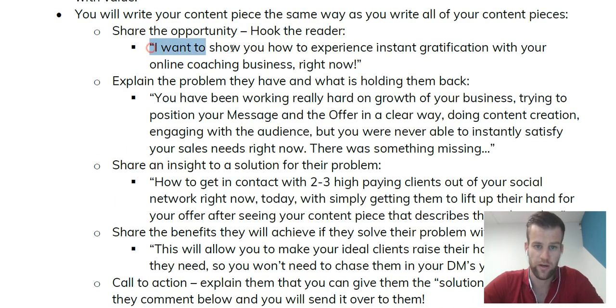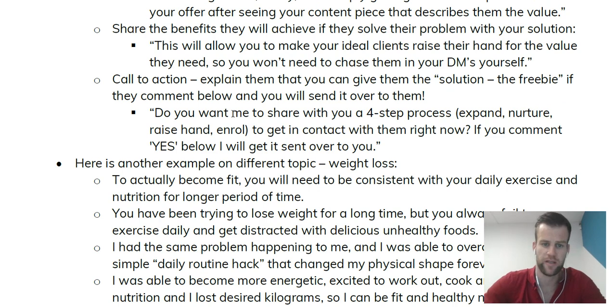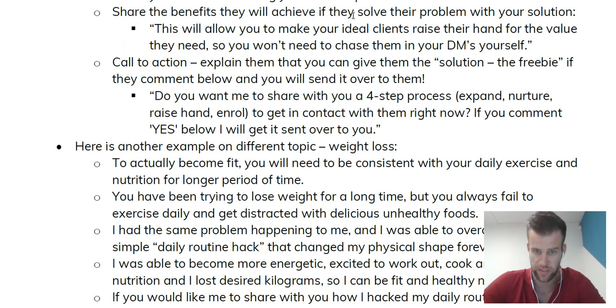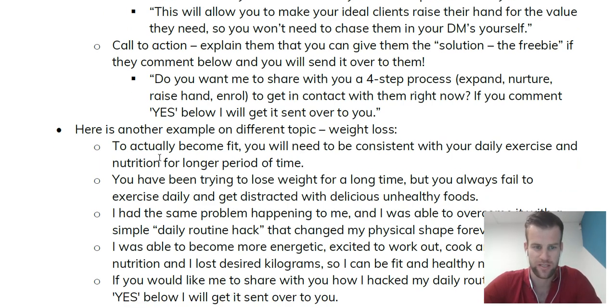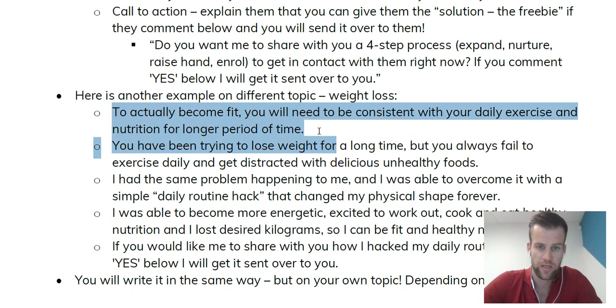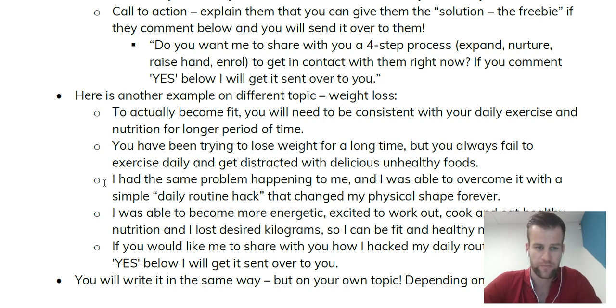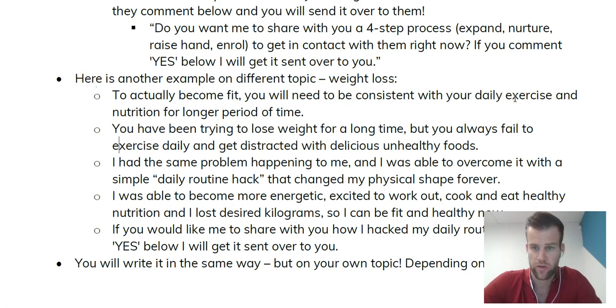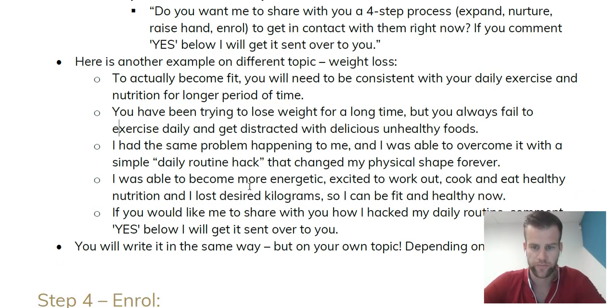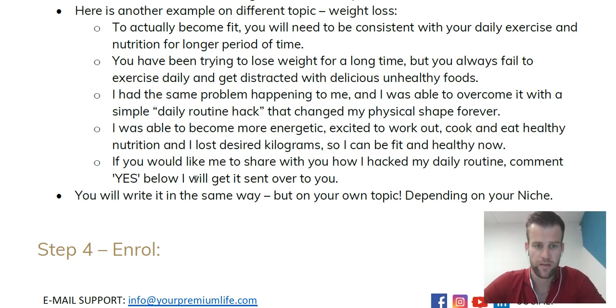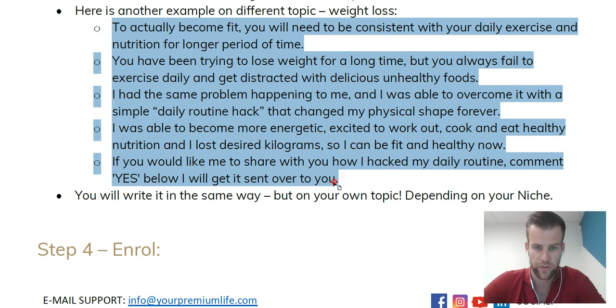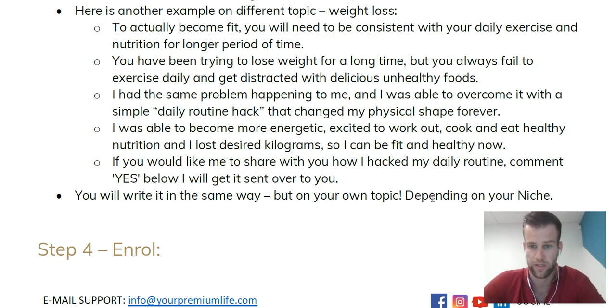Here I gave you an example of my value. And down below, I'm giving you another example, which is on a different topic. It's not business related, but weight loss. I'm not an expert on weight loss, but I just made these things up here. And it's again the opportunity, the problem, the insight to a solution, the benefits, and the call to action. You can read this on your own. You can even download this PDF below this video. You can read all of this on your own and study it. And then you will write something with similar words in regard to your own topic, depending on your niche.